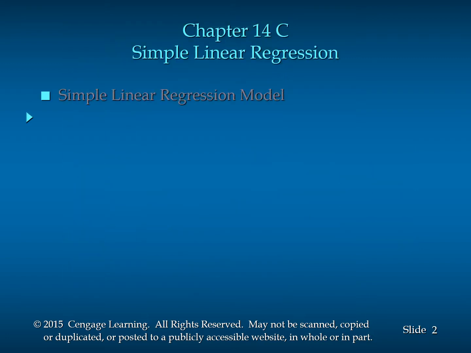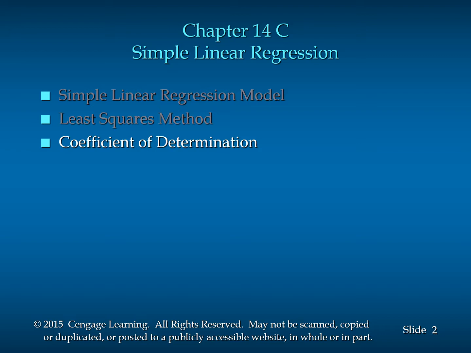In this last lecture from the course and from Chapter 14, we will continue to explore simple linear regression. Given that we can calculate a linear regression model, there are other variables that define the extent or the goodness of that relationship. The first of these is the coefficient of determination.